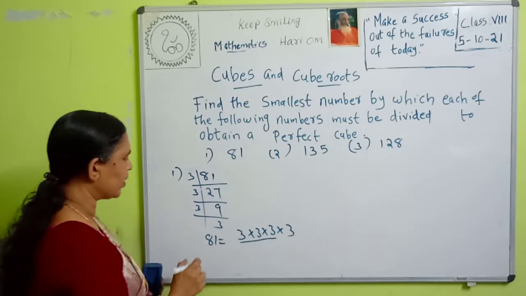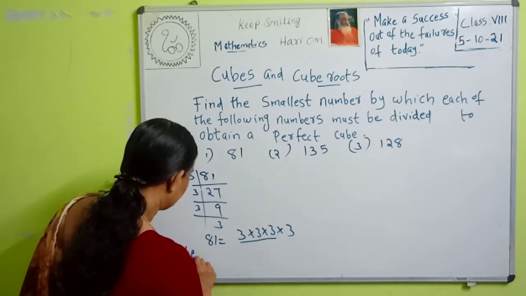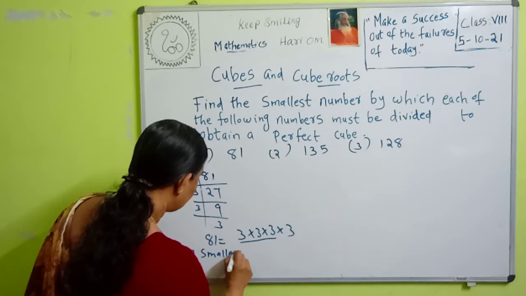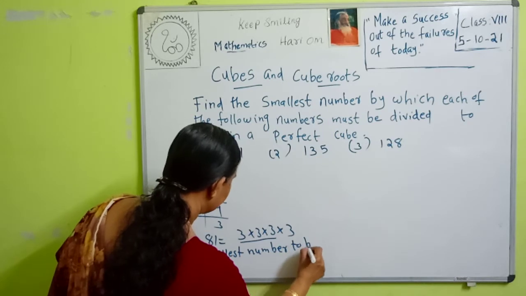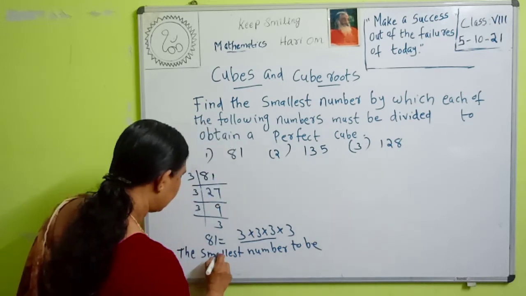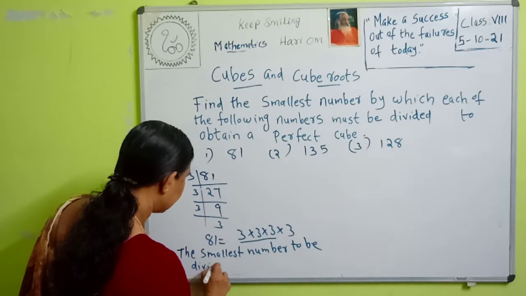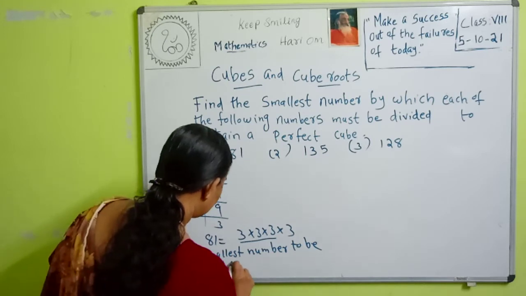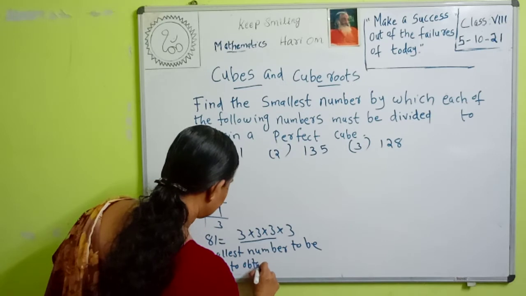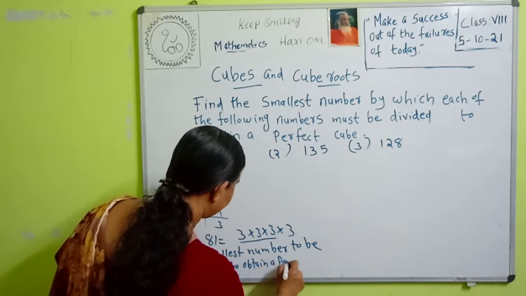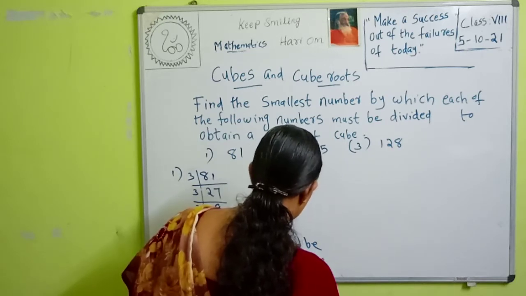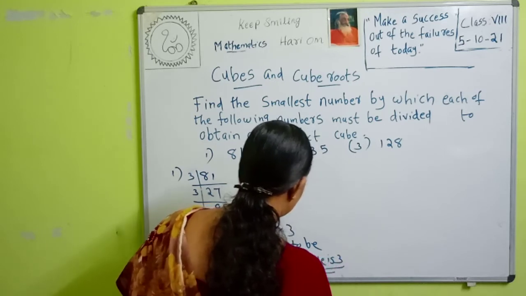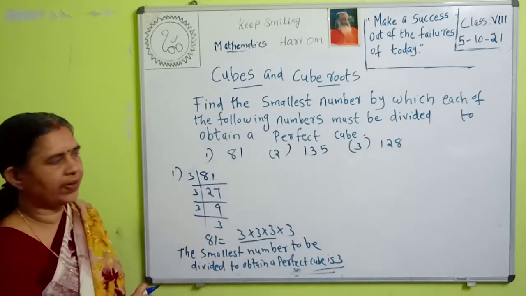So the smallest number to be divided to obtain a perfect cube is 3. So if we divide this by 3, then we will get a perfect cube number.